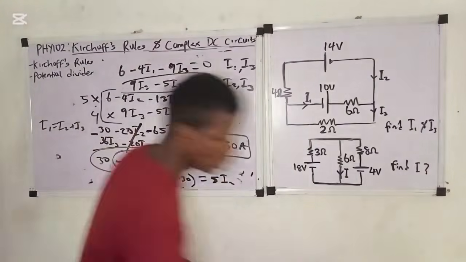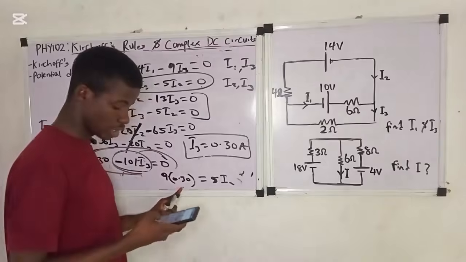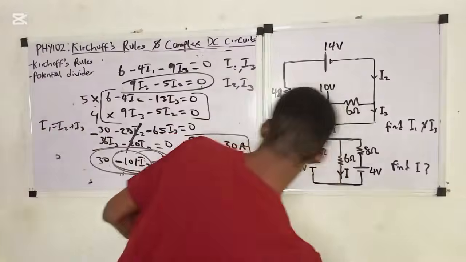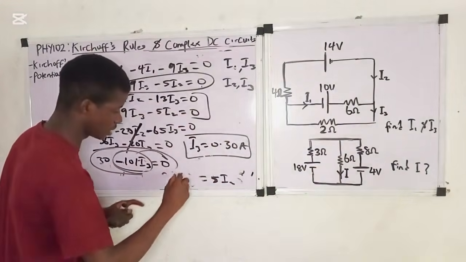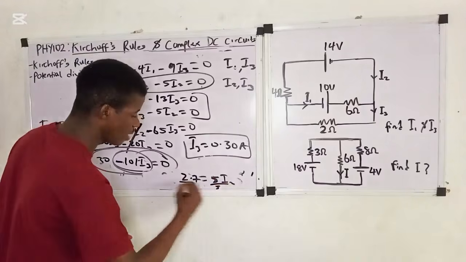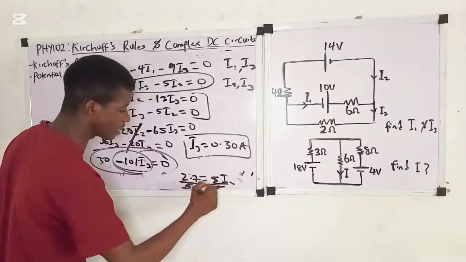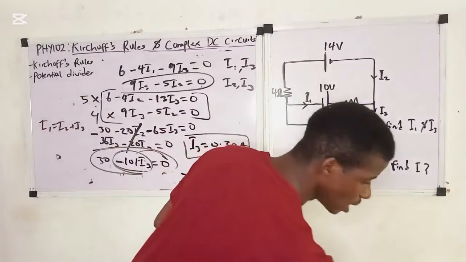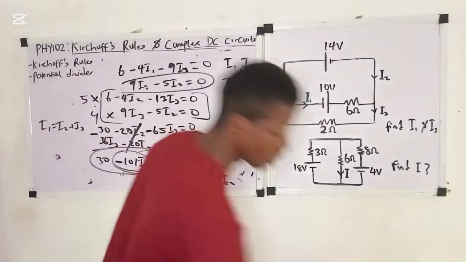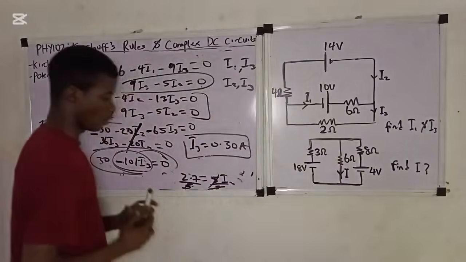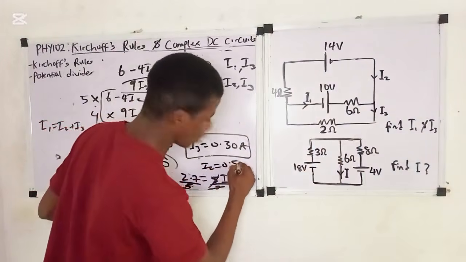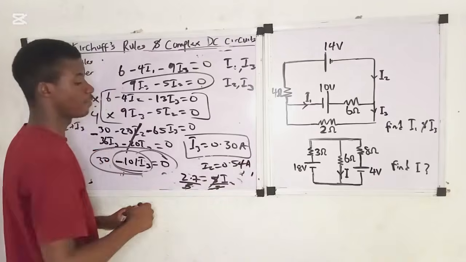Now 9 times 0.30 gives us 2.7. So here will be 2.7, right? Now we're looking for I2, so divide both sides by 5. 5 cancels 5, so 2.7 divided by 5, our answer is 0.54. So I2 is 0.54 ampere.